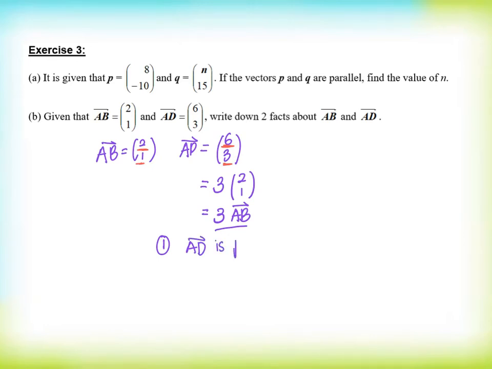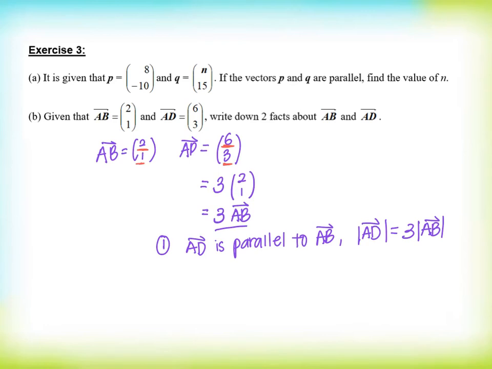is parallel to AD, and the length of AD, the magnitude of AD, is 3 times the magnitude of AB. Meaning they are going in the same direction and the magnitude is 3 times of each other.